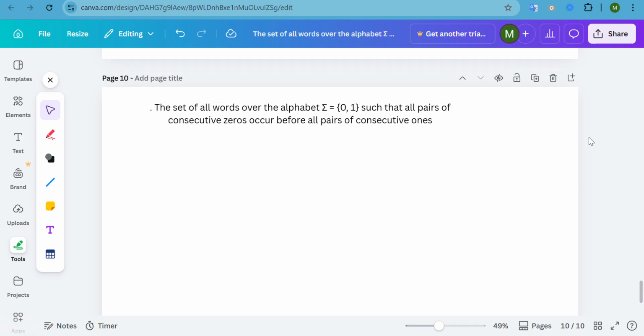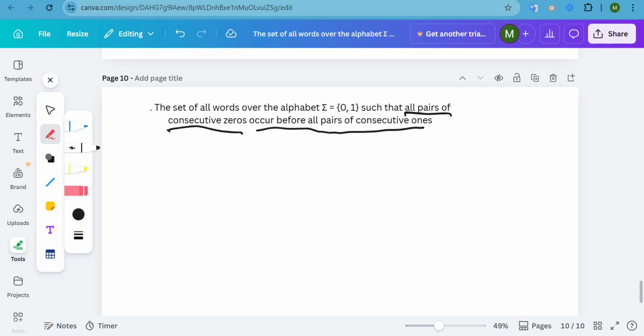So we have to make a DFA out of it. And it says that you have to take care of two things. The first thing is that all pairs of consecutive zeros occur before all pairs of consecutive ones.